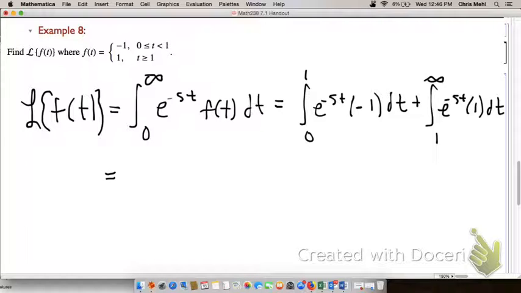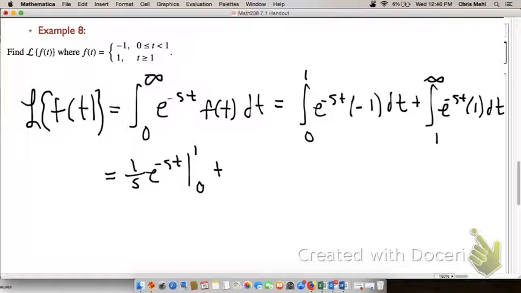Okay, so let's take care of that first integral. The negative 1 can come out front, and the integral of e to the minus st is minus 1 over s times e to the negative st. So that would just be 1 over s e to the minus st, and then we'll have to plug in 1 and subtract what you get when you plug in 0. And then it's plus, and then I'll write this.